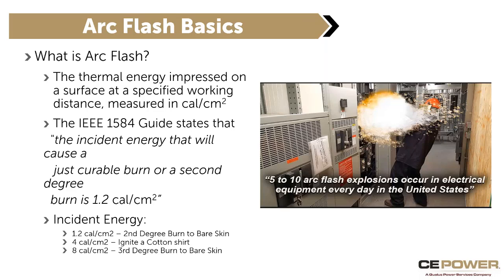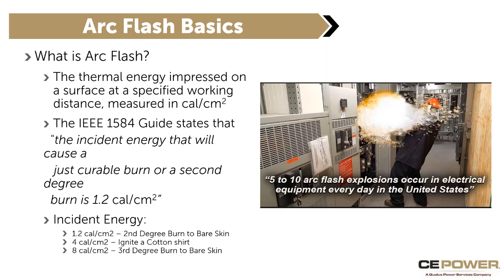Yeah, thanks, Alex. The primary topics today are going to be the 1584 updates. They had a new 2018 model, and so that's the first major topic, and then we'll get to the arc flash mitigation stuff. But I've got two slides here to kind of do a quick cold start on what is arc flash. So that's the thermal energy impressed on the surface at a specified working distance. IEEE 1584 says that the incident energy that will cause a just curable burn is 1.2 calories. That's the second degree burn cutoff. Interestingly, 8 calories is kind of the cutoff for a third degree burn.